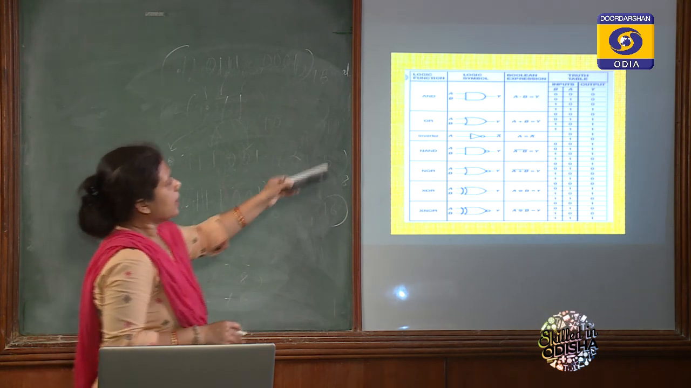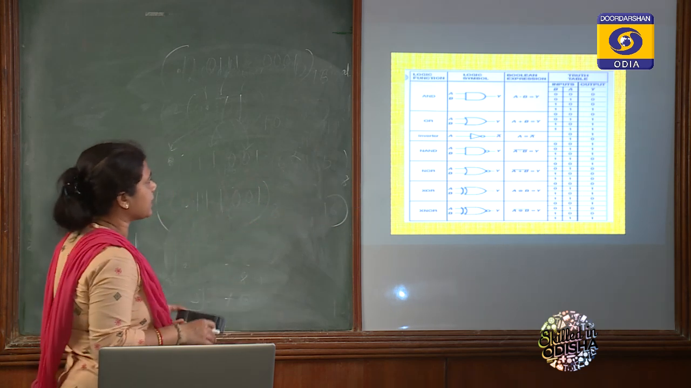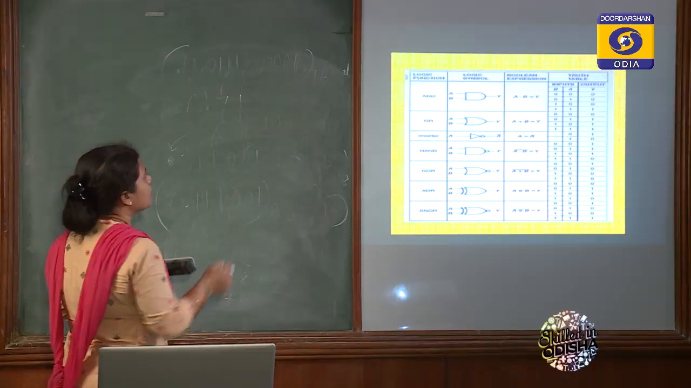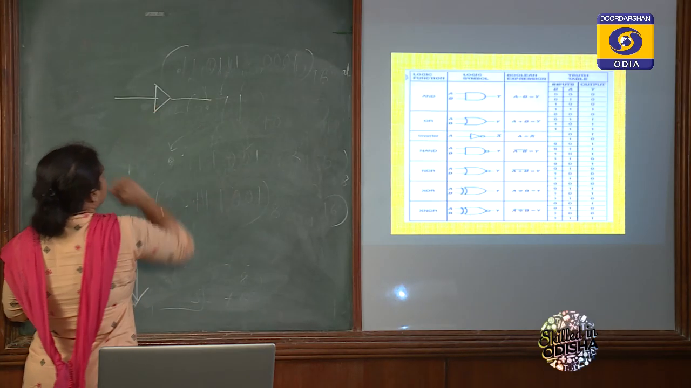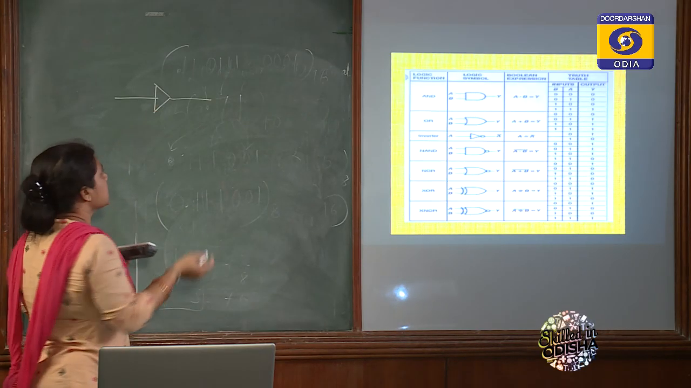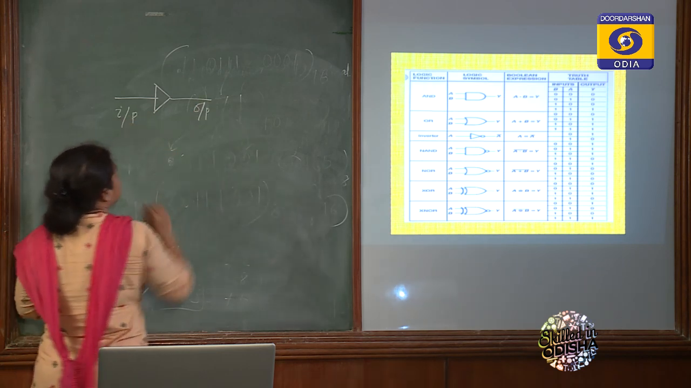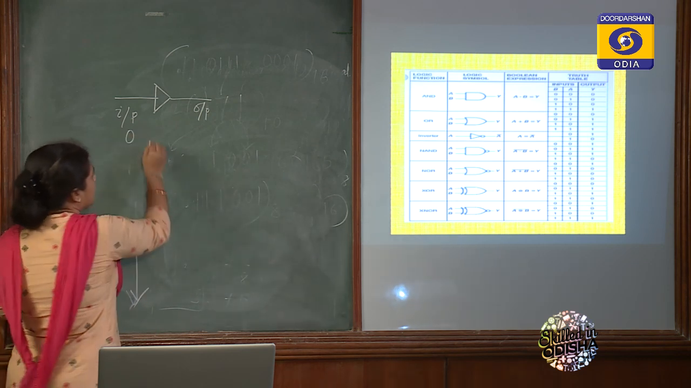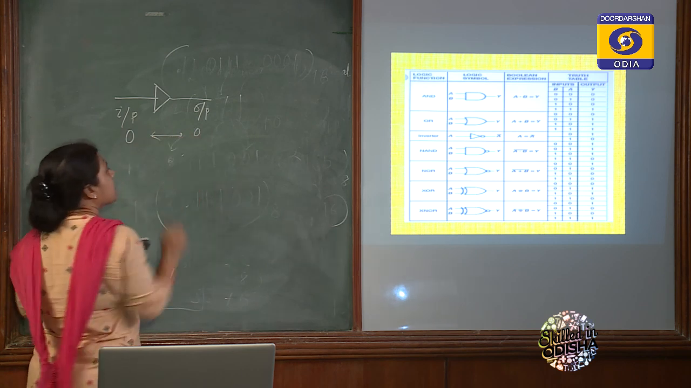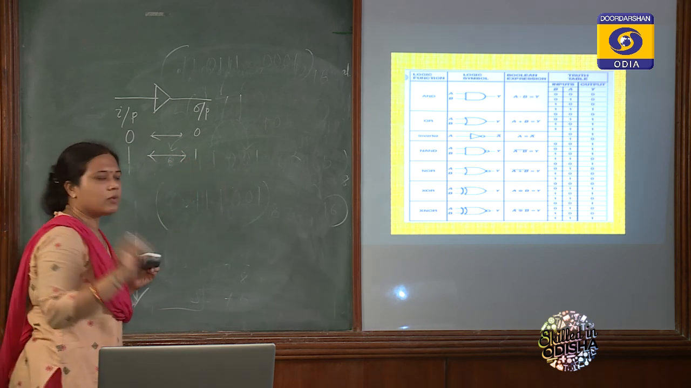These are their equivalent representation and diagrams. So first I can go for this one, which is our buffer circuit. In buffer circuit, what will be the representation? This one is our input side and this one is our output side. So what will happen here? If we give 0 here, then on the output side we will get 0. If we give 1, on the output side we will get 1.